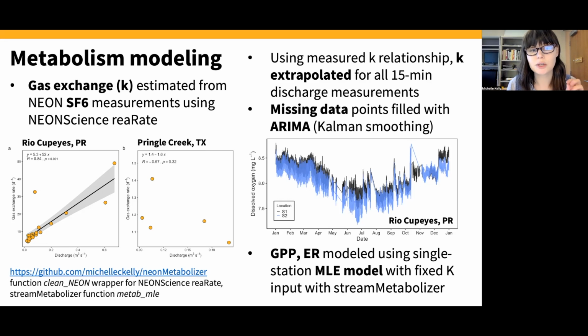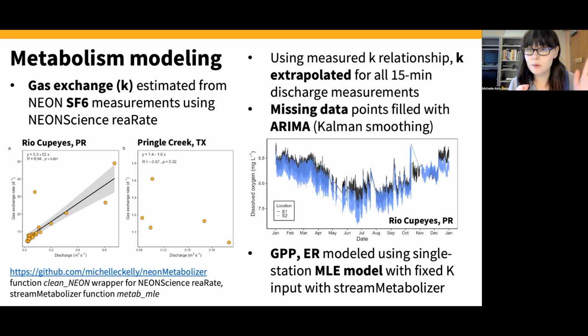The other thing we had to do was fill any missing data points. So what we did was we used an ARIMA model, which is a time series model, and the results of that here are in the dissolved oxygen plot. So you'll see the very straight lines. That's the ARIMA filling the gaps in between the two points there. It's much less obvious when there's a small time gap that needs to be filled.